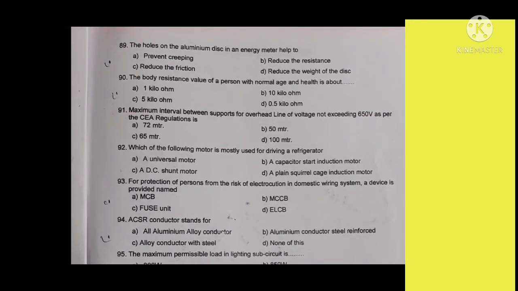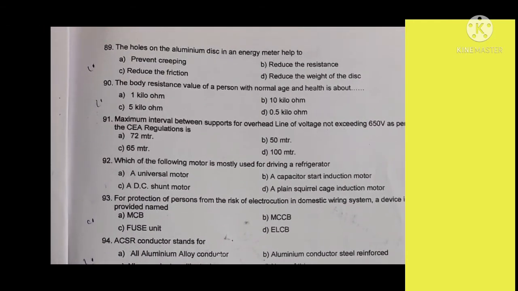Next is 89. The holes on the aluminum disc in an energy meter help to prevent creeping. All of you know that creeping is nothing but the aluminum disc rotating even if no load is there. The body resistance value of a person of normal age and health is about 1 kilo ohm. The maximum interval of supports for overhead line of voltage not exceeding 650 volt is 72 meters.